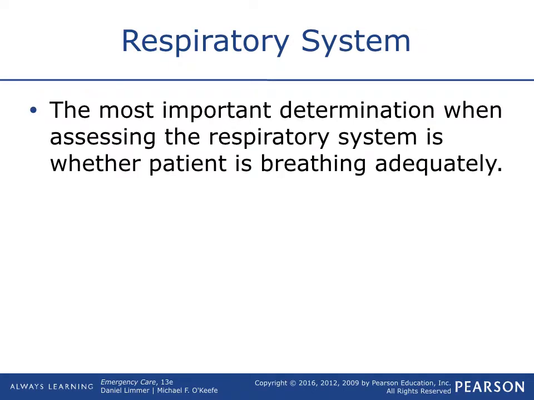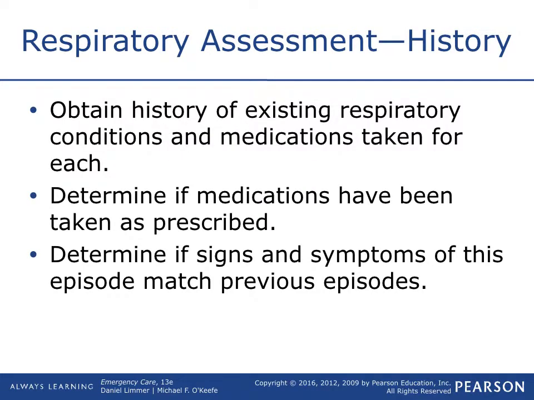So, examinations, respiratory system. The most important determination when assessing the respiratory system is whether the patient is breathing adequately. Kind of covered that just a second ago. We want to make sure these people have good breath sounds, they're clear, equal on both sides. Obtain a history of existing respiratory conditions and medications taken for each.